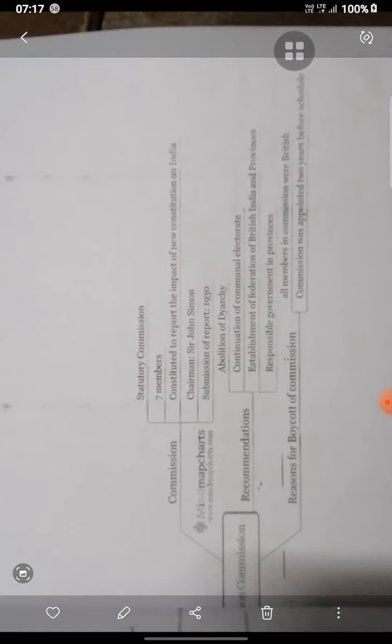Next is the Simon Commission. It was a statutory commission of 7 members to report on the impact of the new constitution on India. The chairman was Sir John Simon, and it was in 1930. Its recommendations were abolition of diarchy, continuation of communal electorates, and establishment of a federation of British Indian provinces with responsible government. All members of the commission were British, and the commission was appointed 2 years before schedule.